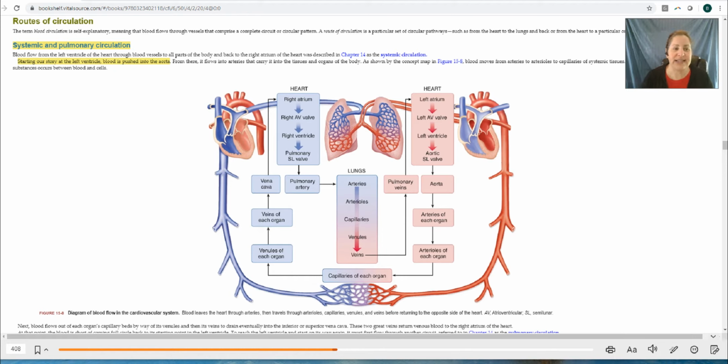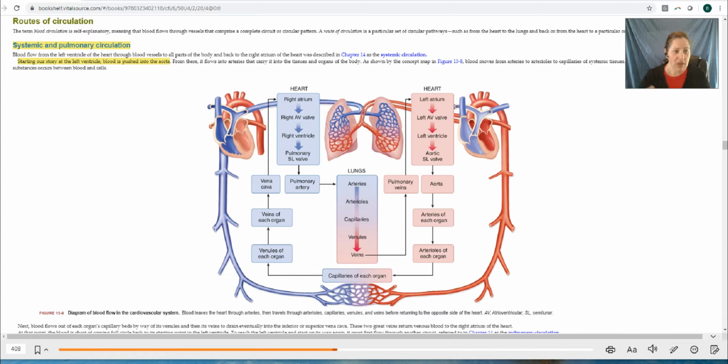So we have systemic and pulmonary circulation. The pulmonary circulation is literally the part where it goes from the heart to the lungs and back to the heart again. Okay. The systemic is when it goes from the heart out to the body, or all the body systems, and then back to the heart again.